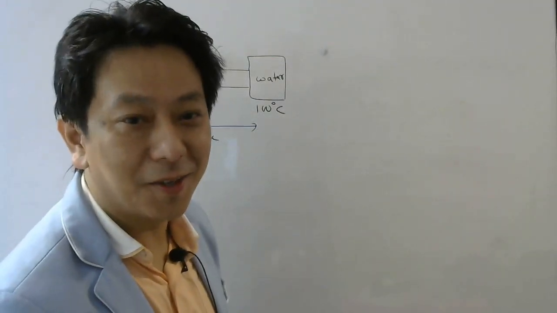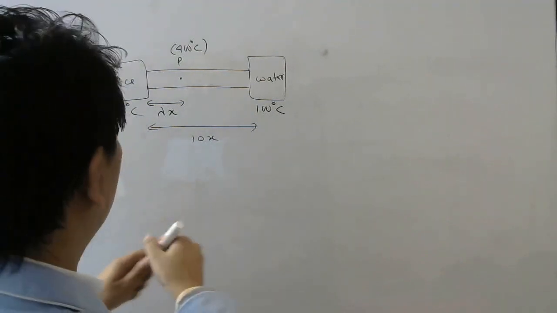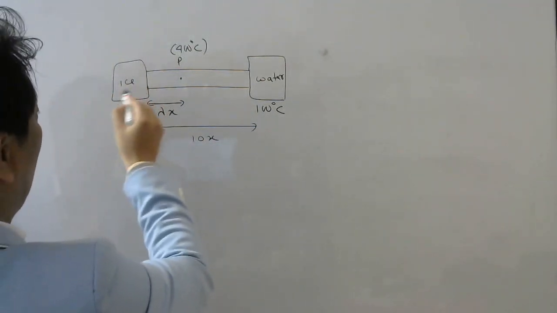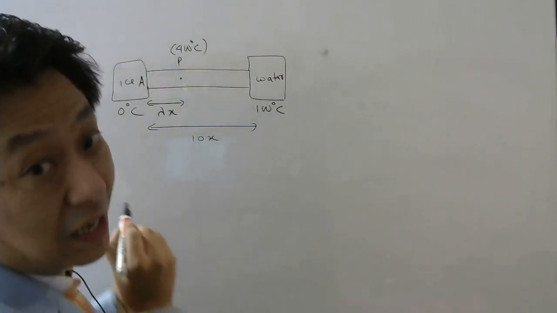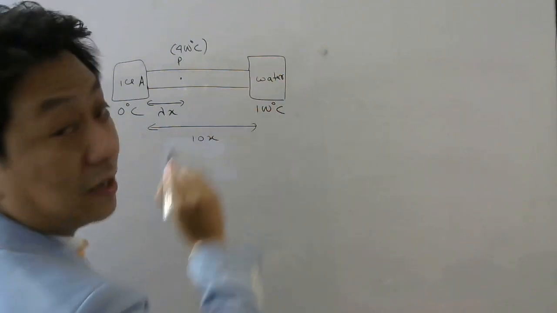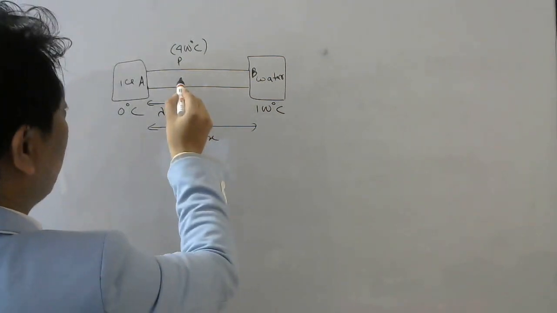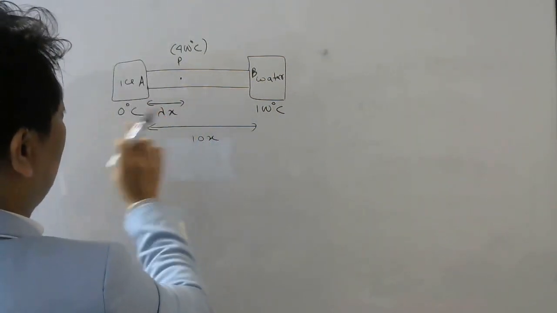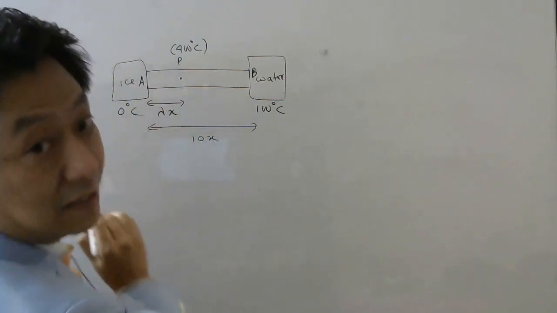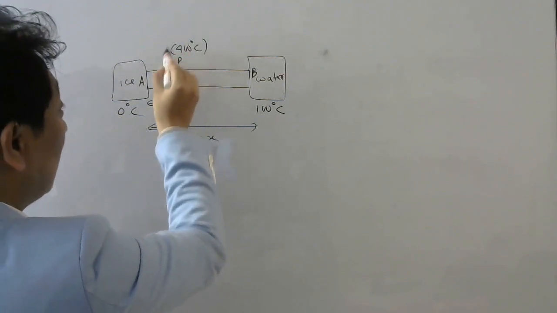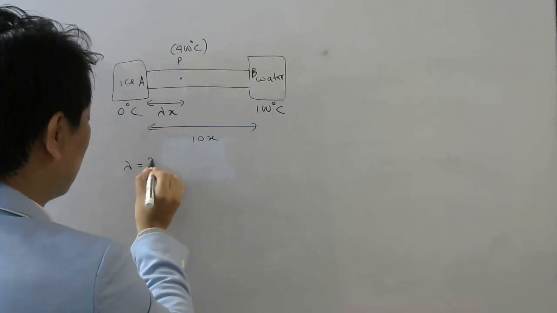So this diagram explains the question. There is a rod whose length is 10x. One end of the rod is in ice, which is at 0 degrees Celsius, and that end they are calling A, and the other end is in water at 100 degrees Celsius. This end they are calling B. Now there is a point P which is at a distance from A, lambda x. So distance of this point from here is lambda x, and that point is maintained at 400 degrees Celsius. We have to calculate the value of this lambda.